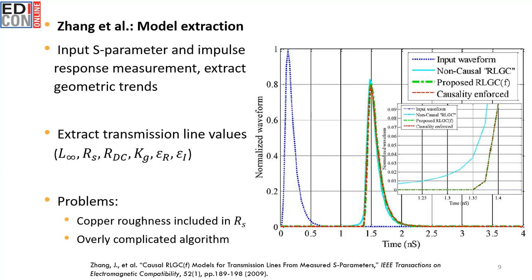Problem is that it was process and material specific because the copper roughness is lumped in with the skin resistance. So in order to decouple those two, you would then have to go back and measure what the copper roughness is. And so it wasn't universally applicable without a bunch of extra work. Also, the algorithm was just way too complicated. I read through it and I was able to understand it, but I've never tried to implement it. So forget about doing that. There's got to be a better way. And so we'll look at doing that in my presentation.